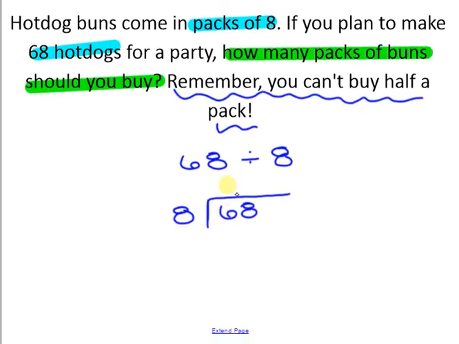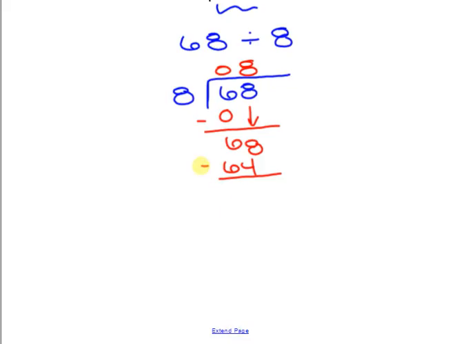All right, 8 goes into 6 0 times. 0 times 8 is 0. Subtract. 6 minus 0 is 6. Bring down the 8. 6 goes into 68 8 times. 8 times 8 is 64. Subtract. 68 minus 64 is 4.